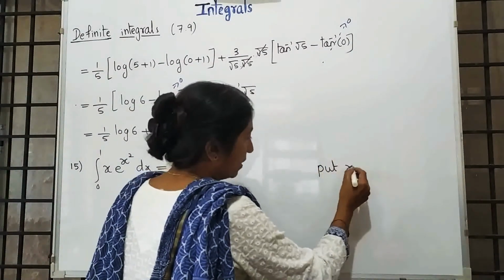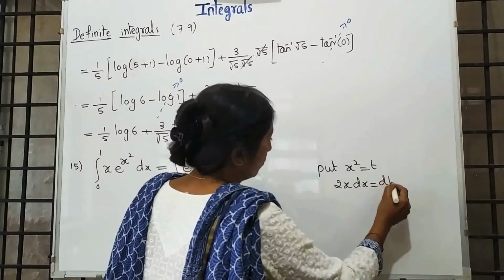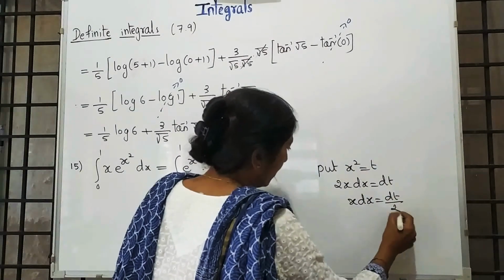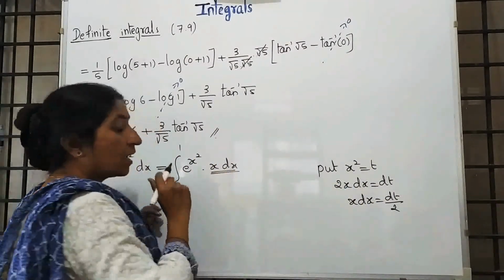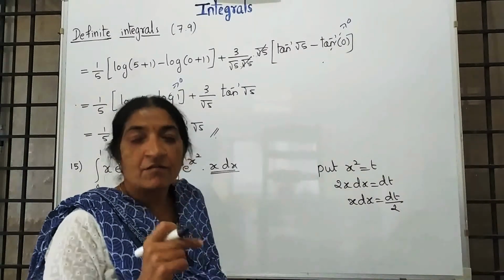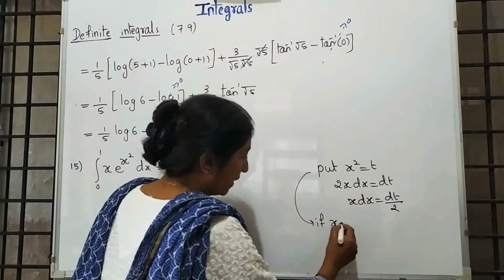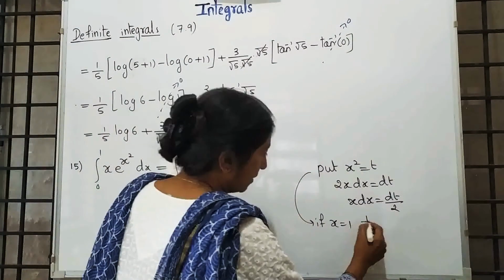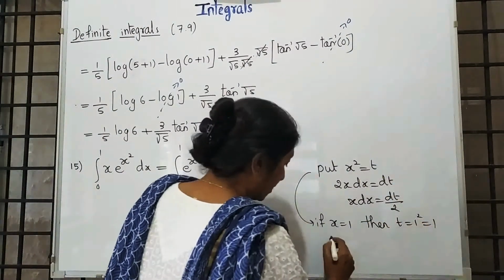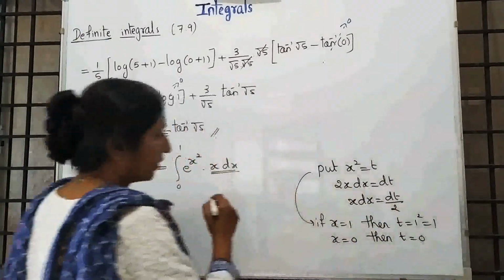Put x square equal to t. We are differentiating: 2x into dx is dt, so x into dx is dt by 2, and that is what we require here. Whenever we are doing the method of substitution in a definite integral, we have to change the limits. If x is 1, the upper limit, then t is equal to 1 square, that is 1. If x is 0, then t is equal to 0 square, that is 0.